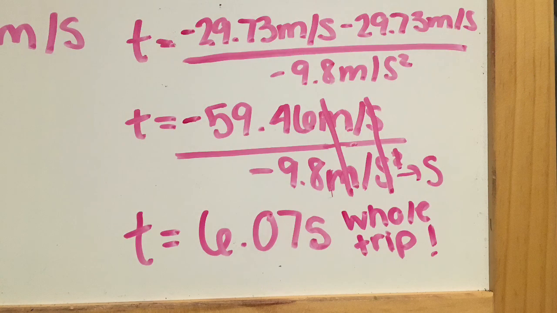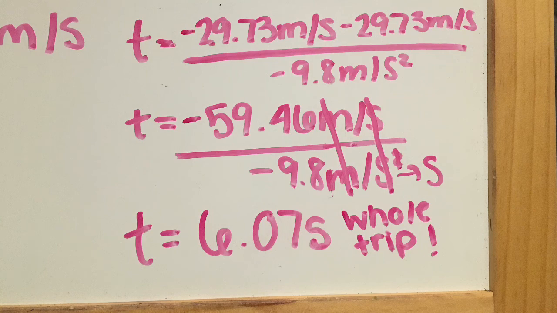Using the information that we have gathered in our chart, we can now use the equation t equals the final velocity minus the initial velocity over our acceleration. We will use the vertical components to plug in our numbers. So t equals negative 29.73 meters per second minus 29.73 meters per second over our acceleration of negative 9.8 meters per second squared. So t equals 6.07 seconds for the whole trip.